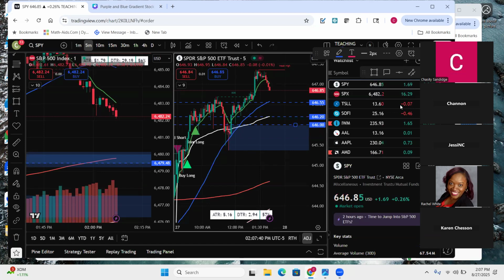Sorry, I can't mute fast enough. Okay, let's do SPX. So SPX, you already see the 6480. Let's look at the contracts and potential for that.